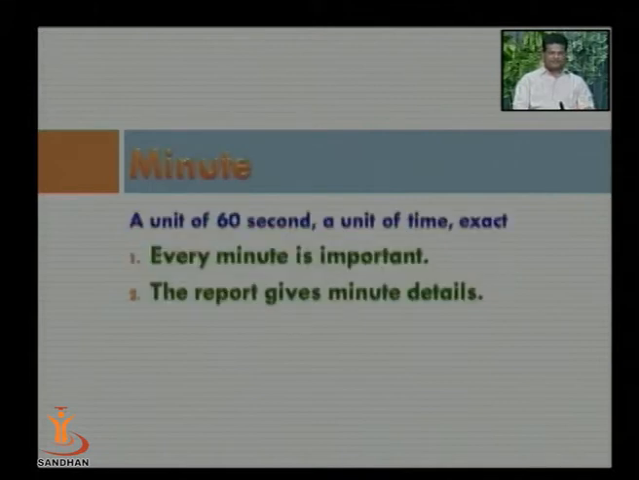Minute. This is a very familiar word. We often use it in our daily conversation. A unit of 60 seconds, a unit of time, sometimes exact time, so it shows a concise period. Every minute is important. This is the use of minute, an example. The report gives minute detail. Now here, minute means very subtle details, very precise detail. So first is different and second is different here.